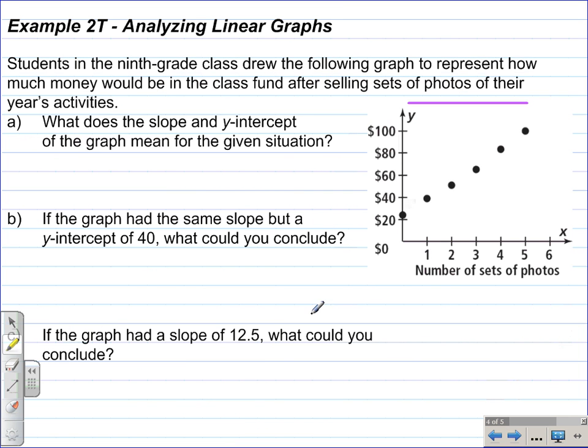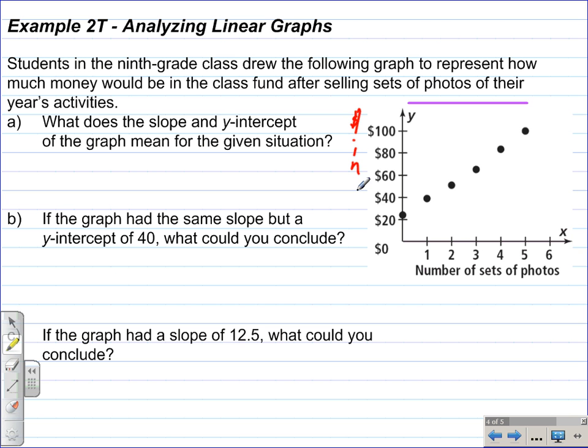Example 2T, analyzing linear graphs. Students in the 9th grade class drew the following graph to represent how much money would be in the class fund after selling sets of photos of their year's activities. Question A, what does the slope and the y-intercept of the graph mean for the given situation? Well, the given situation in the graph is the number of sets of photos sold, and over here, they didn't label it, but it should have been labeled. It should be labeled money in the fund.